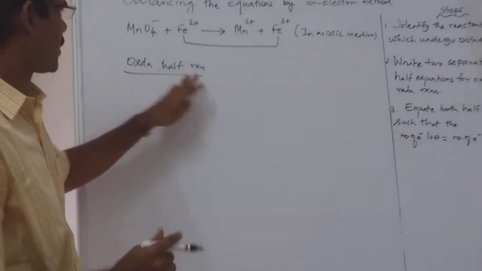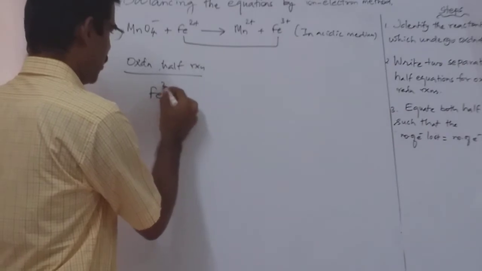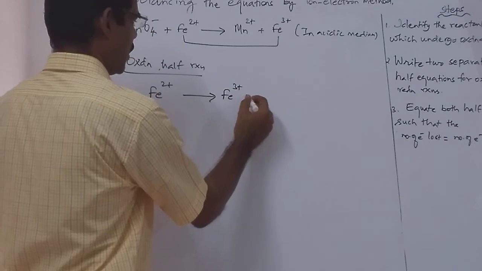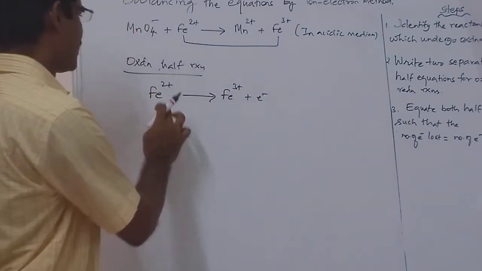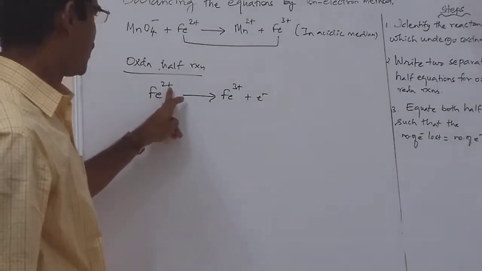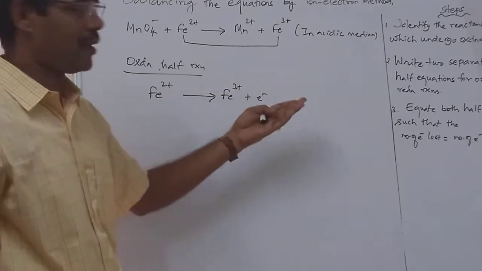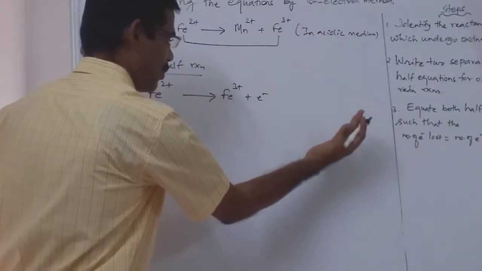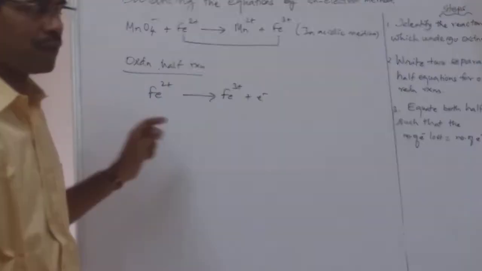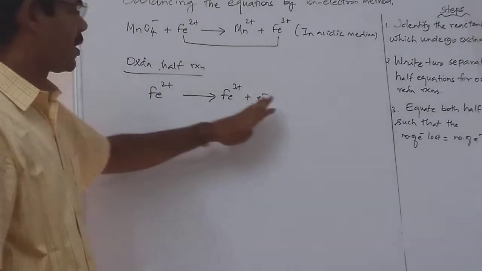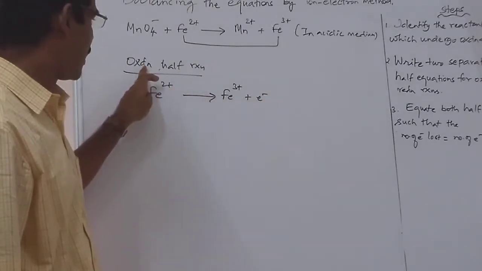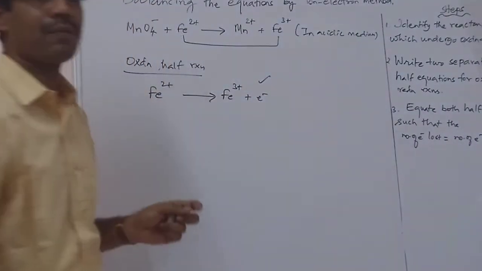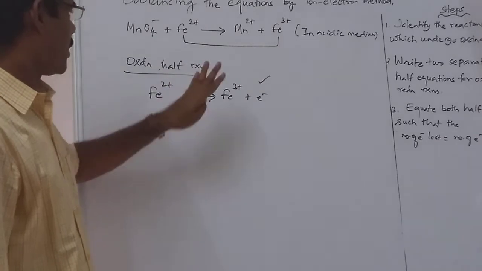Now, the oxidation half reaction I am writing: Fe2+ has become Fe3+. Extra information as well: this has lost one electron. Fe2+ has become Fe3+ by losing one electron. Since it has lost one electron, on the right side, the product side, put plus the electron. In the oxidation half reaction, the electrons go on the right side, so plus electron. Remember that step for the oxidation half reaction.